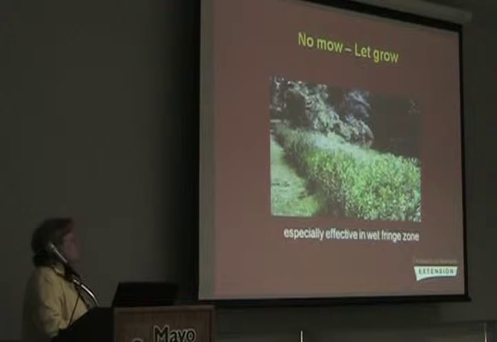The next one is no mow, let it grow. This is a real cheap thing to do, real easy to do: you just stop mowing. You put the mower away, at least for this part. This works best in the area that's the wet fringe area or the wet mesic area. A lot of times that's hard to mow anyway, so we encourage people to stop mowing that area and see what happens.